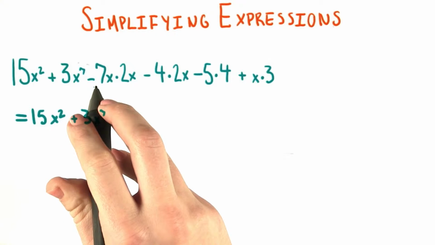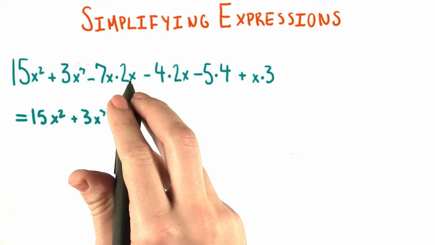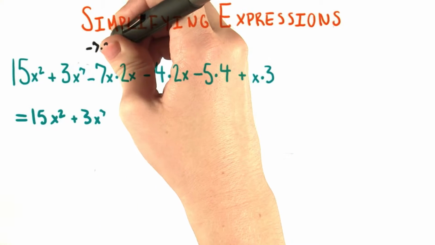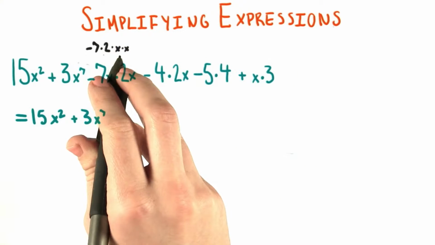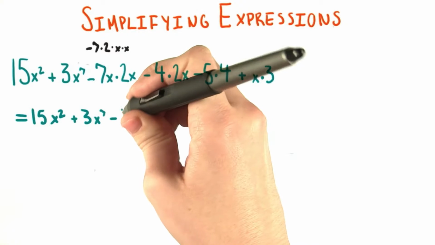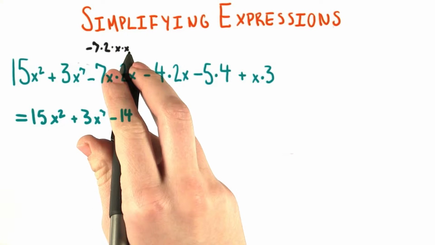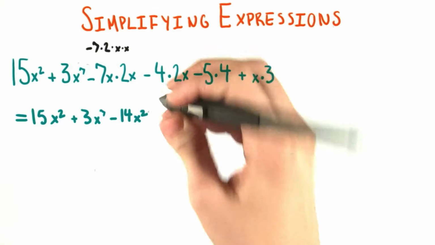Then I come to negative 7x times 2x. Now there are definitely some factors here that I can combine. If I rearrange the order of these things, I can put negative 7 and 2 next to each other, and then the x's at the end. Negative 7 times 2 is negative 14, so I'll have a coefficient of negative 14. And then we have times x times x. We know that x times x is just x to the second power, so I can write that as well.